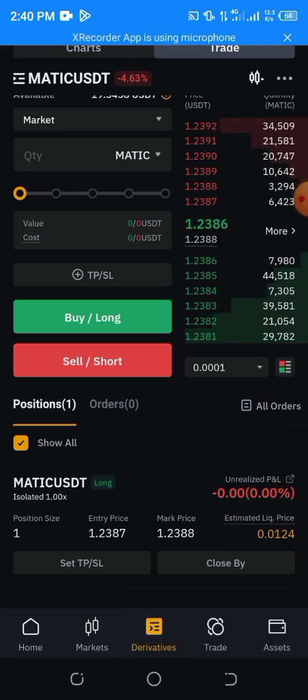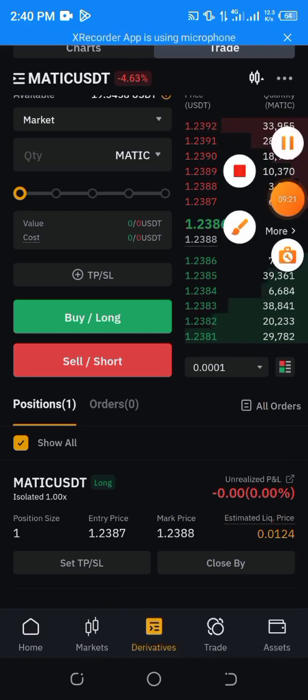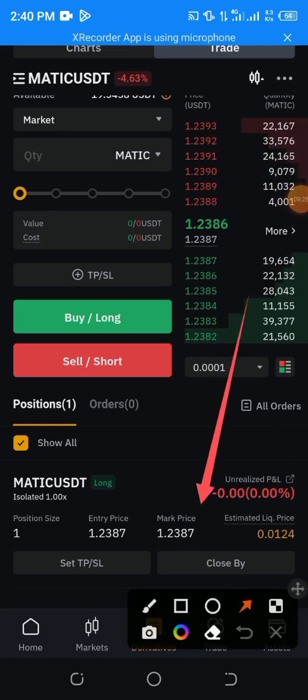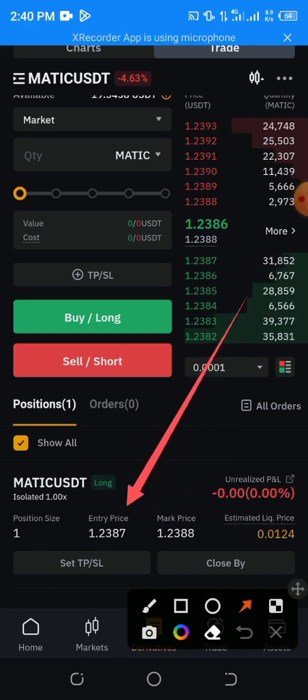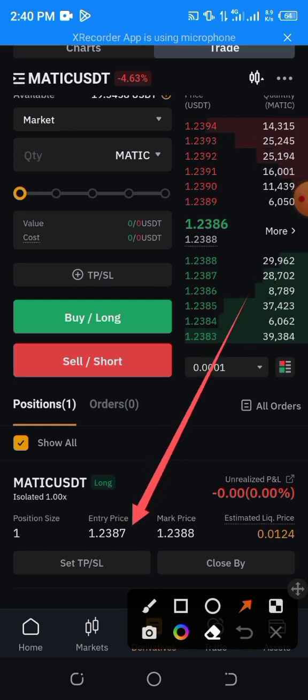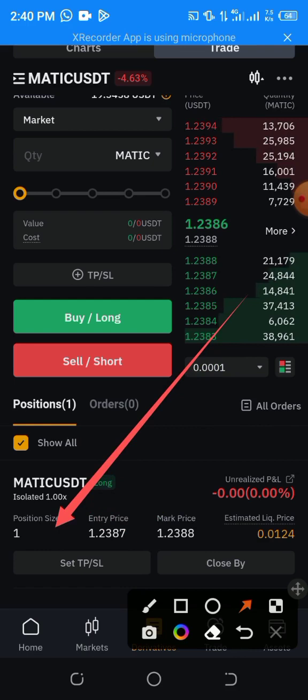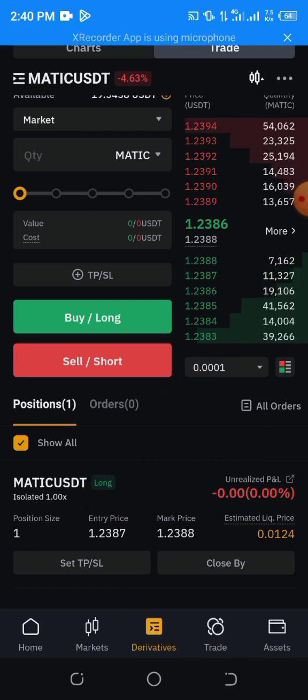If you were using a very big leverage, you would have seen something that would surprise you. The mark price is the price that the market is moving at, and the entry price is the price at which I bought. Then the position size is 1. Below the position size you can see set TP and close trade. So I'm going to click on set TP.